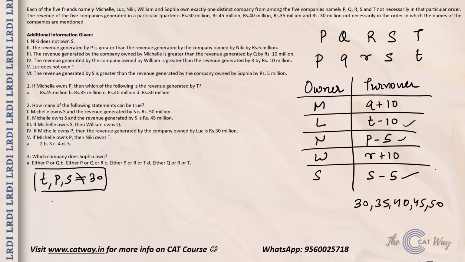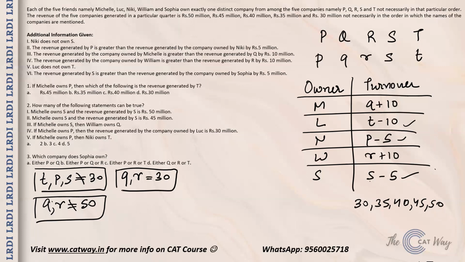And guys, similarly, Q and R will never be equal to 50. Why? Because if they are 50, then the turnover of Michelle and William will exceed 50, and that is again not possible. Also, one more thing that we know is that one among Q and R is going to be equal to 30. Chalo, let's see what we have.